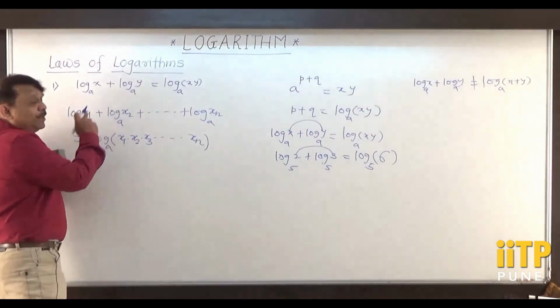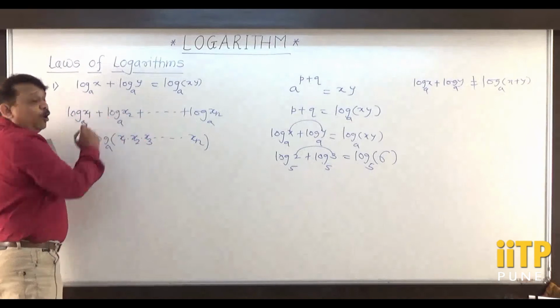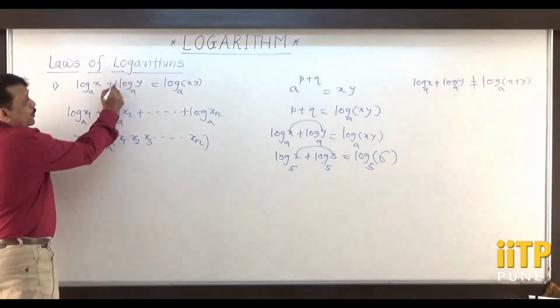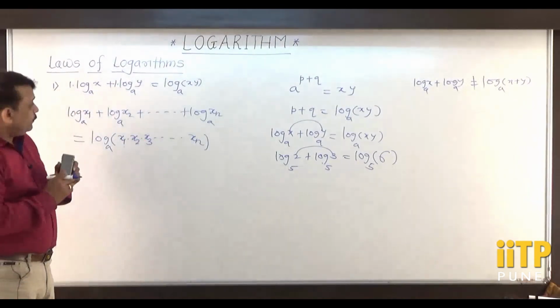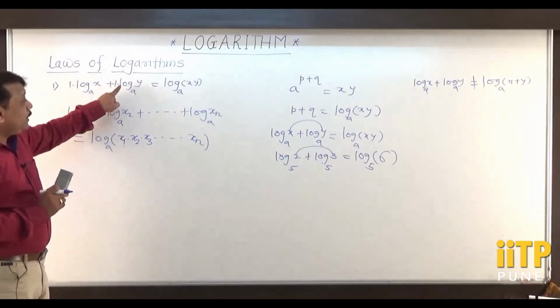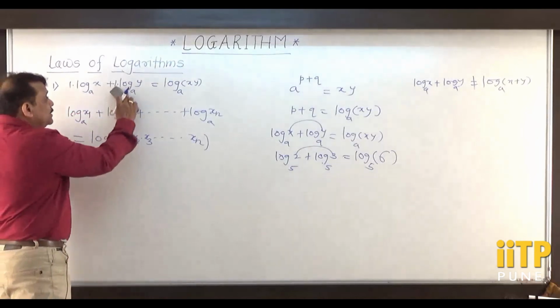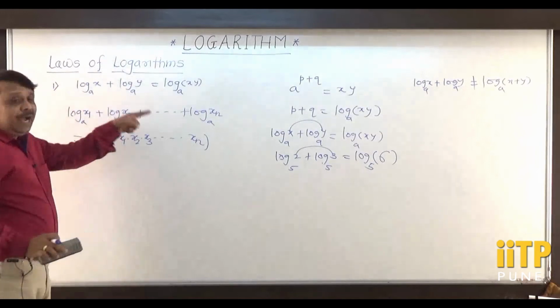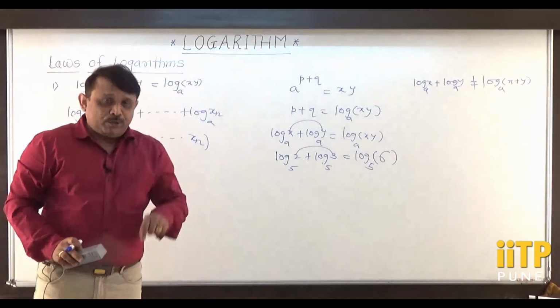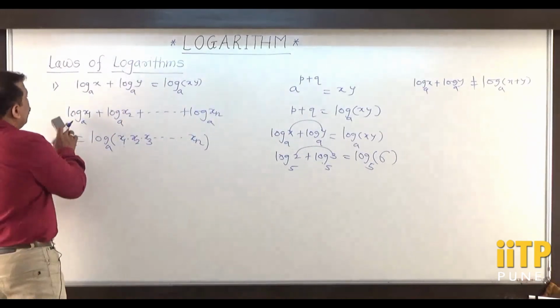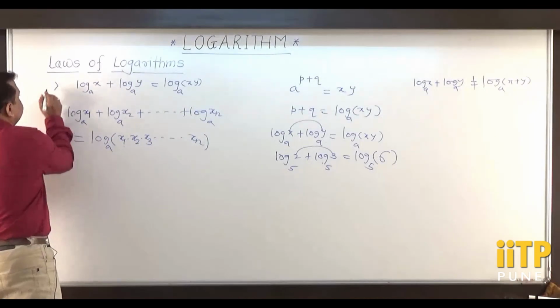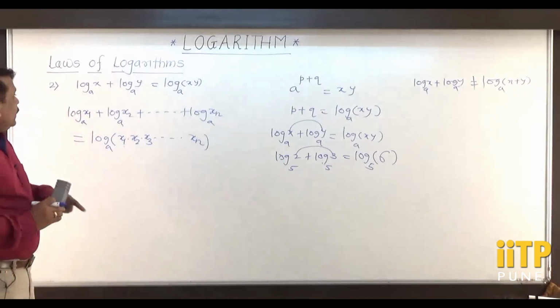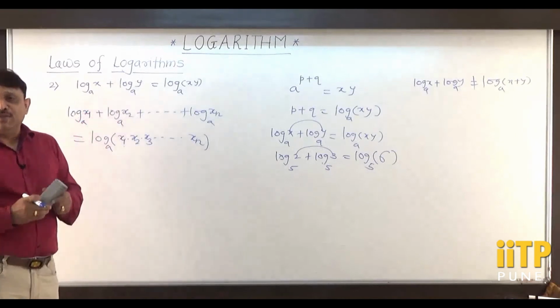Here, one more fact is that when I add logarithms, their coefficients are each 1. Here the coefficient is 1, here the coefficient is 1. If that is the case, then I can add logarithms, otherwise not. Let's go now to result number 2. Result number 2 is for the subtraction of logarithms.